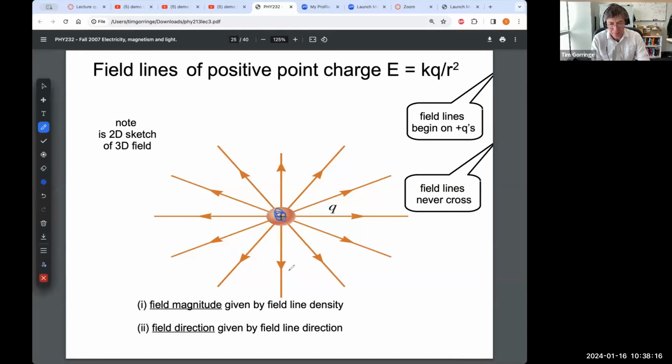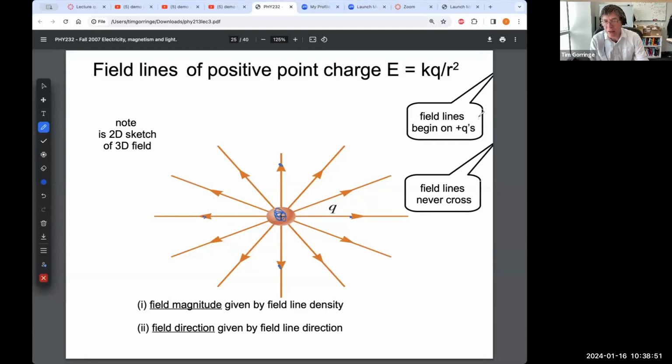What about the direction? The direction of the field lines points in the direction of the electrical field. So, for example, upstairs here, the field above the positive charge is upwards. Downstairs here, the field below the positive charge is downwards. If I was on the left, the field would be towards the left. If I was on the right, the field would be towards the right. So we know the field is away from the positive charge, and the field lines point in that direction away from the positive charge to tell you the direction of the field.